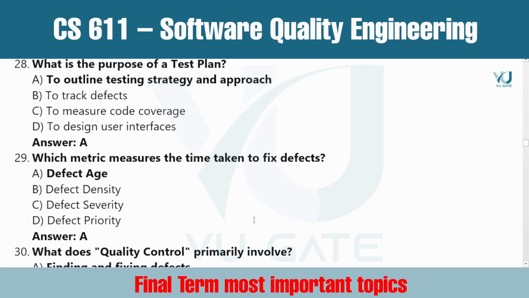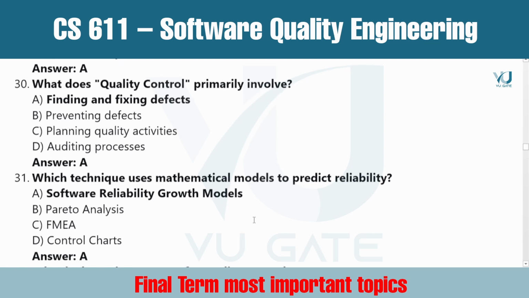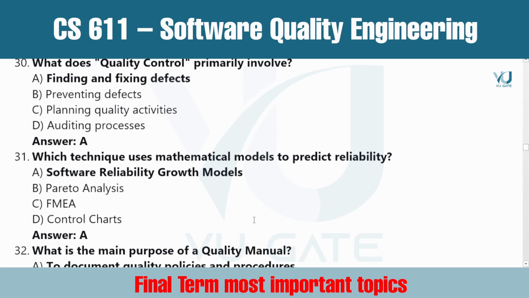Question 29. Which metric measures the time taken to fix defects? The correct answer is option A, defect age. Question 30. What does quality control primarily involve? The correct answer is option A, finding and fixing defects.